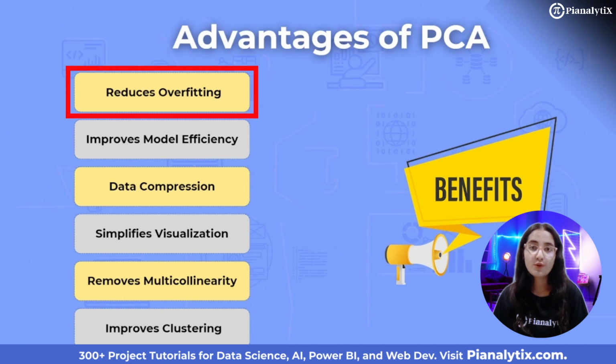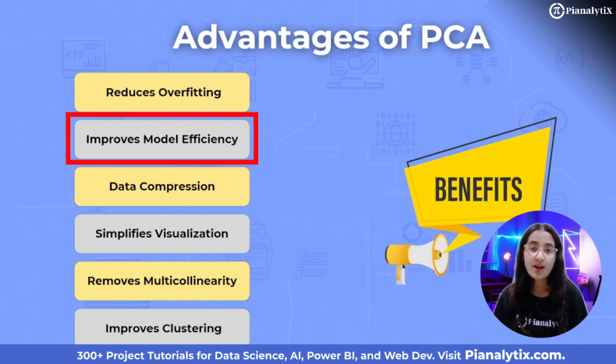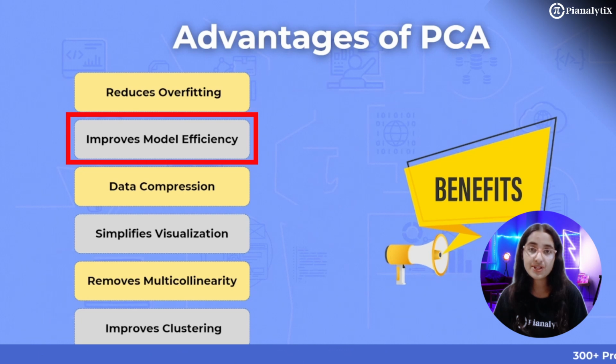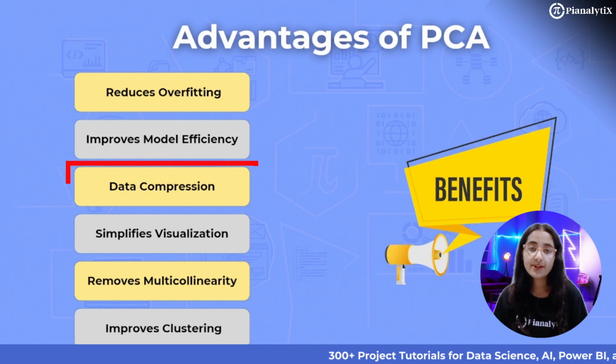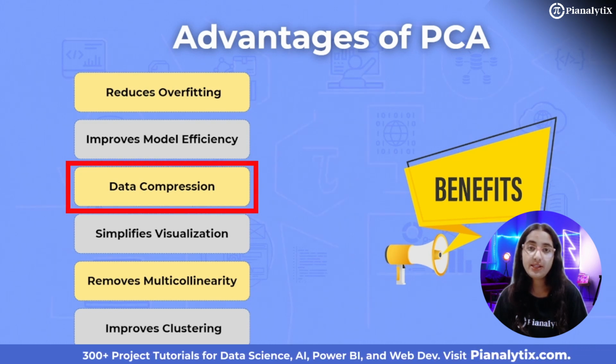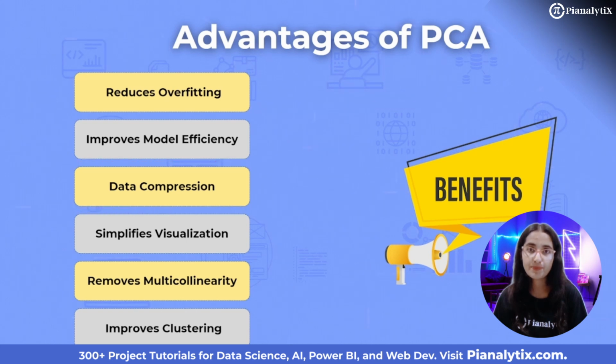First, it reduces overfitting. By lowering the number of features, PCA helps models avoid overfitting, focusing on the most important data patterns. Second, improves model efficiency. With fewer dimensions, models train faster and may perform better, especially when redundant features are removed. Third, data compression. PCA compresses data, retaining key information while reducing storage and processing requirements.